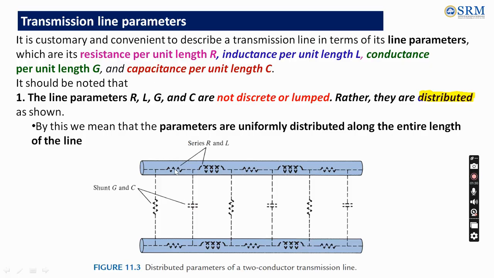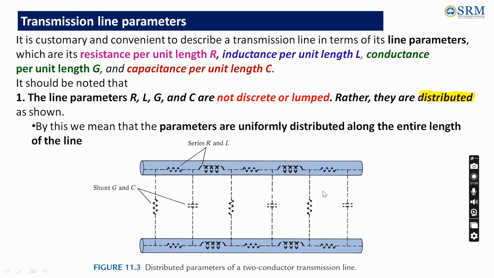Whenever there are two metallic plates separated by a dielectric, we have a capacitive effect. Based on that, we have the capacitance per unit length, which is measured in farad per unit length of the conductor. So these line parameters R, L, G, C are not discrete or lumped. Rather, they are distributed as shown here, along the entire length of the transmission line.